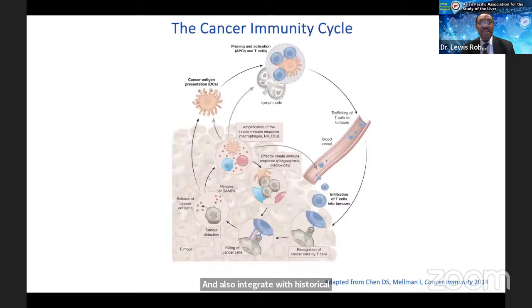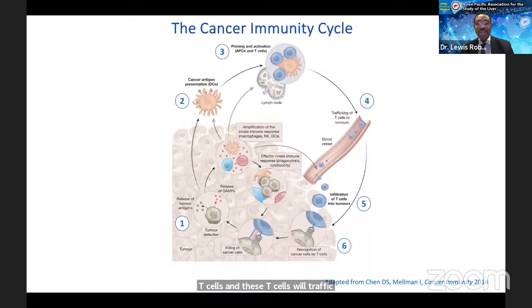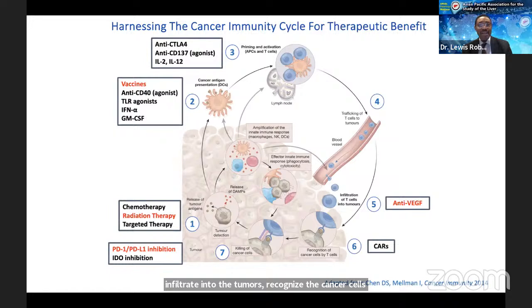And so if we think about the cancer immunity cycle, cancer immunity starts with release of tumor antigens. We have these tumor antigens exposed to cancer antigen presenting cells, such as dendritic cells. Those prime and activate T cells, and these T cells will traffic back to tumors, infiltrate into the tumors, recognize the cancer cells, and kill the cancer cells. And so our current therapies are targeting this cycle. We have chemotherapy, radiation therapy, targeted therapy, improving the release of tumor antigens, vaccines that improve antigen presentation, and then immune checkpoints that affect the priming and activation of T cells.